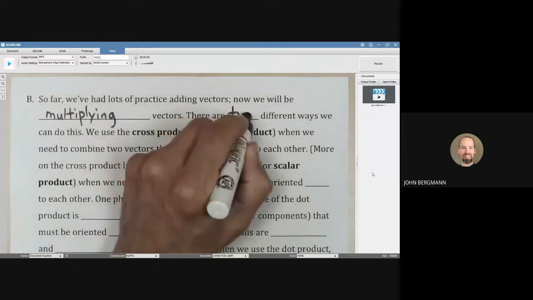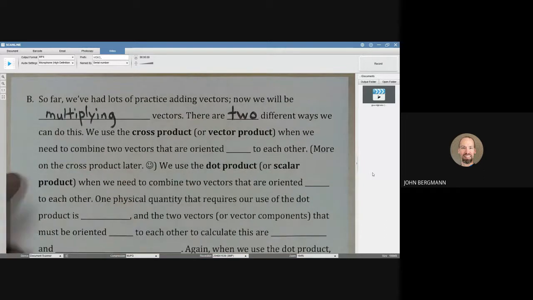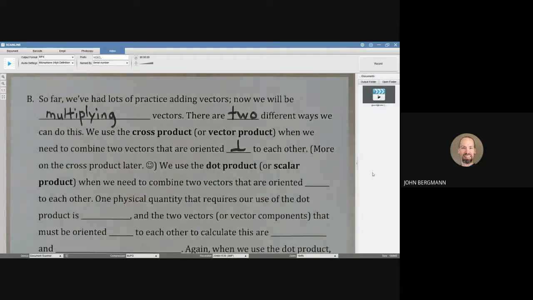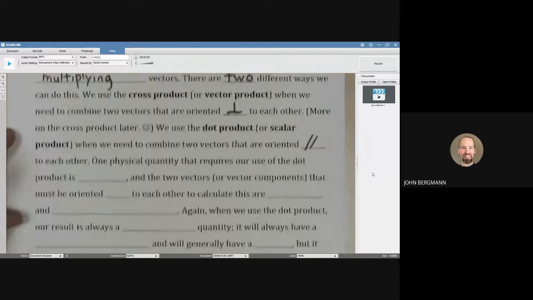There are two different ways we can do this. We use the cross product or vector product when we need to combine two vectors that are oriented perpendicularly to each other. More on the cross product later. We use the dot product or scalar product when we need to combine two vectors that are oriented parallel to each other, or anti-parallel, that's okay too.